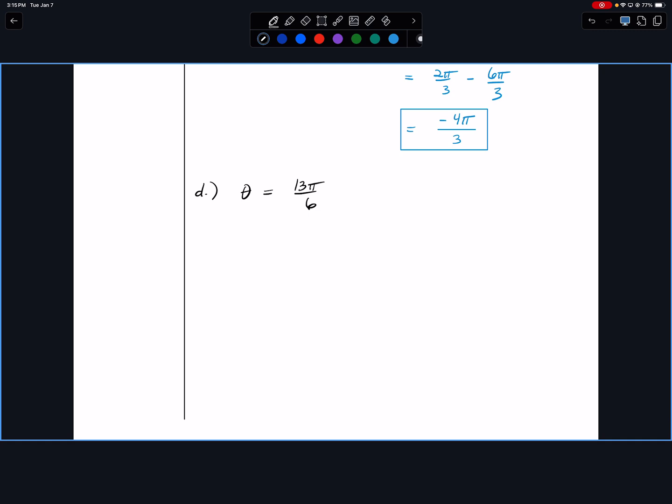Okay, question: is 13 pi over 6 one of our angles on our unit circle? No. Is it bigger or smaller? It's obviously going to be bigger, right? So how do I figure out where that's going to land?